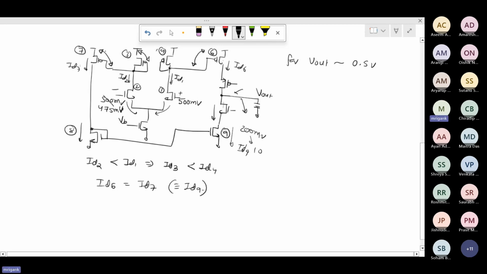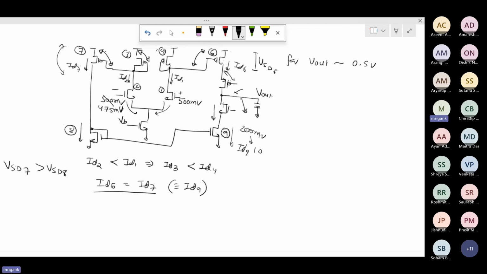Now, for ID6 and ID7 to be the same, I already know that the VSD of M7 is big. That is still the condition, because of the voltage headroom. Even if they are in saturation, the VSD of 6 has to accommodate the VSG of this transistor also. So it has lower VSD, and the VSD available for 6 is anyway still low. So VSD of 7 is still greater than VSD of 6.